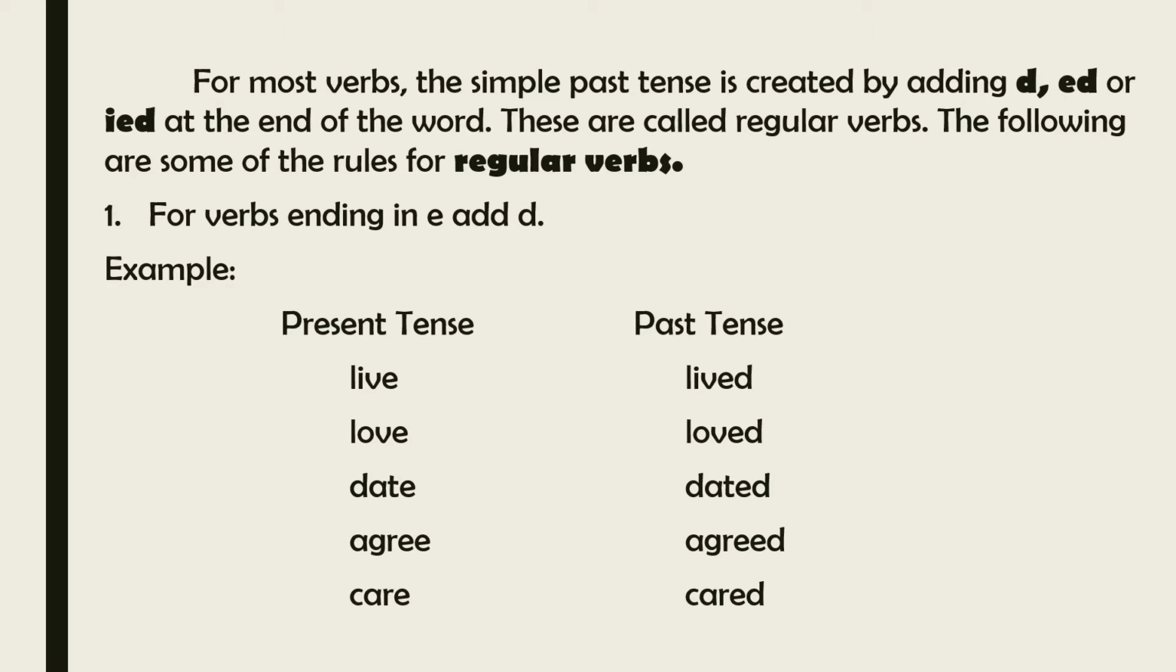So for example, in the present tense, these are the verbs ending in e: live, love, date, agree, and care. When we transform these into past tense, live becomes lived, love becomes loved, date becomes dated, agree becomes agreed, care becomes cared. So remember that the verbs ending in e that belong to regular verbs, you just add d.